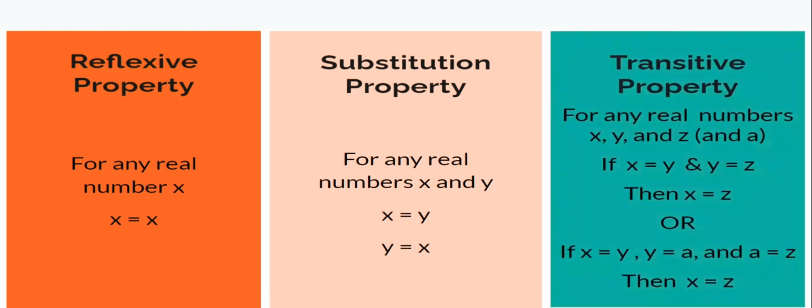The transitive property states that for any real numbers x, y, z, and a, if x is equal to y and y is equal to z, then x is equal to z, or if x is equal to y, y is equal to a, and a is equal to z, then x is equal to z.